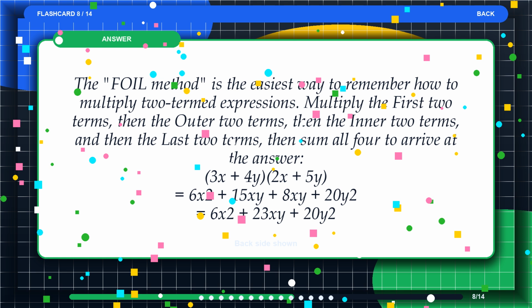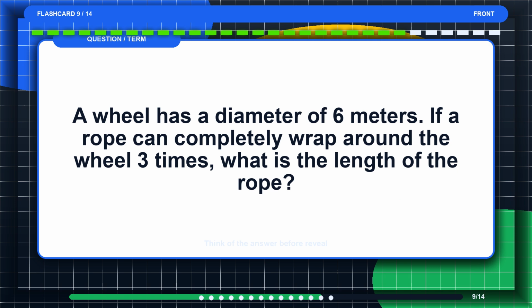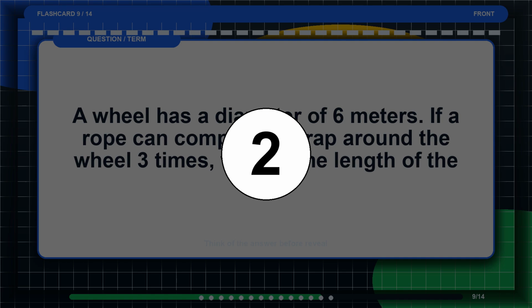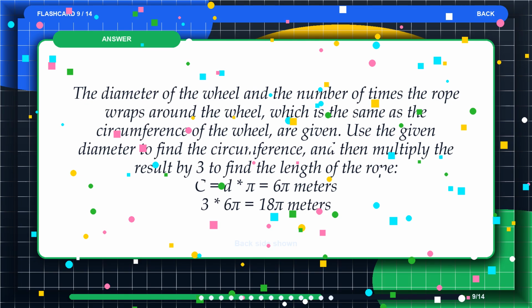Flashcard 9. A wheel has a diameter of 6 meters. If a rope can completely wrap around the wheel 3 times, what is the length of the rope? Pause and think of the answer before the review. The answer is the diameter of the wheel and the number of times the rope wraps around the wheel are given. One wrap is the same as the circumference of the wheel. Use the given diameter to find the circumference, and then multiply the result by 3 to find the length of the rope. C equals d times pi equals 6 pi meters, 3 times 6 pi equals 18 pi meters.